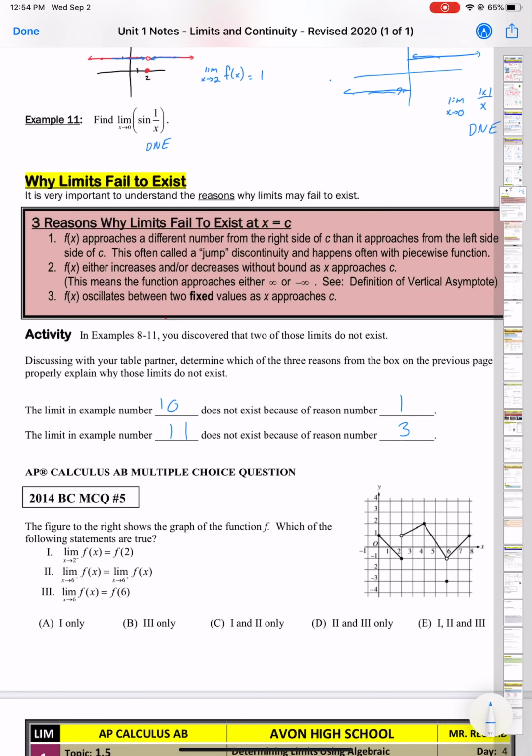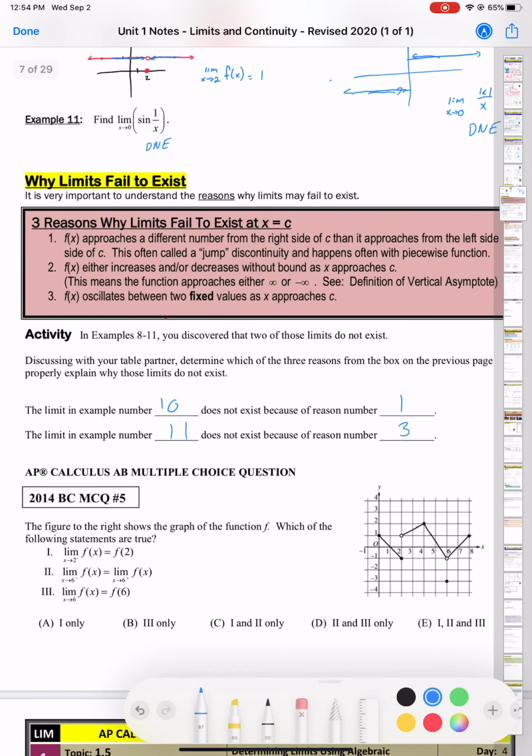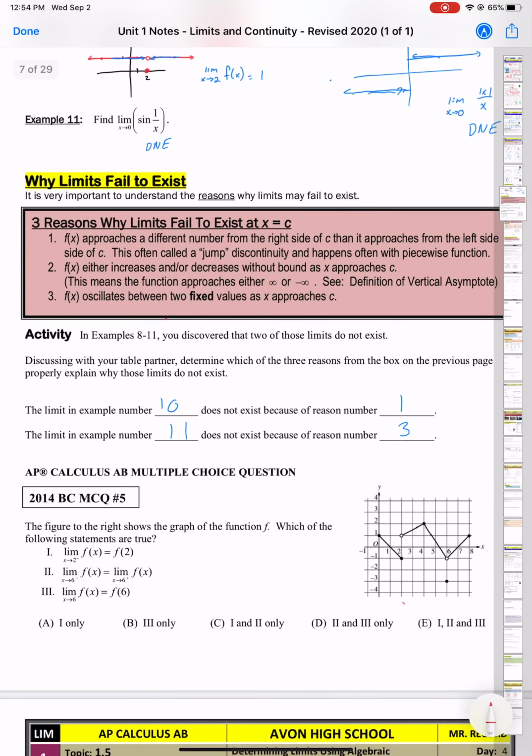So whenever I see a multiple choice question like this, I always go through and just read each statement and try to decide if each statement is true independently. I don't even look at the choices at first. I'm just going to look at each statement.